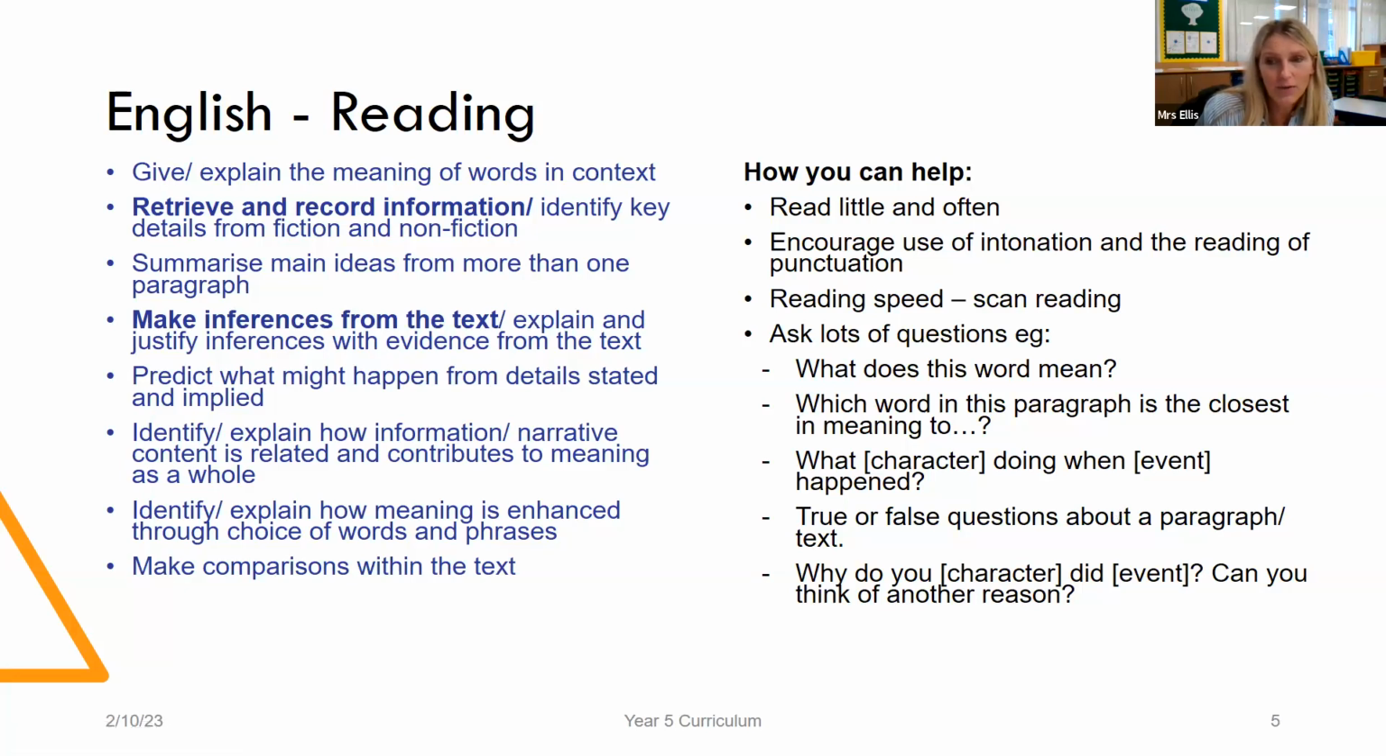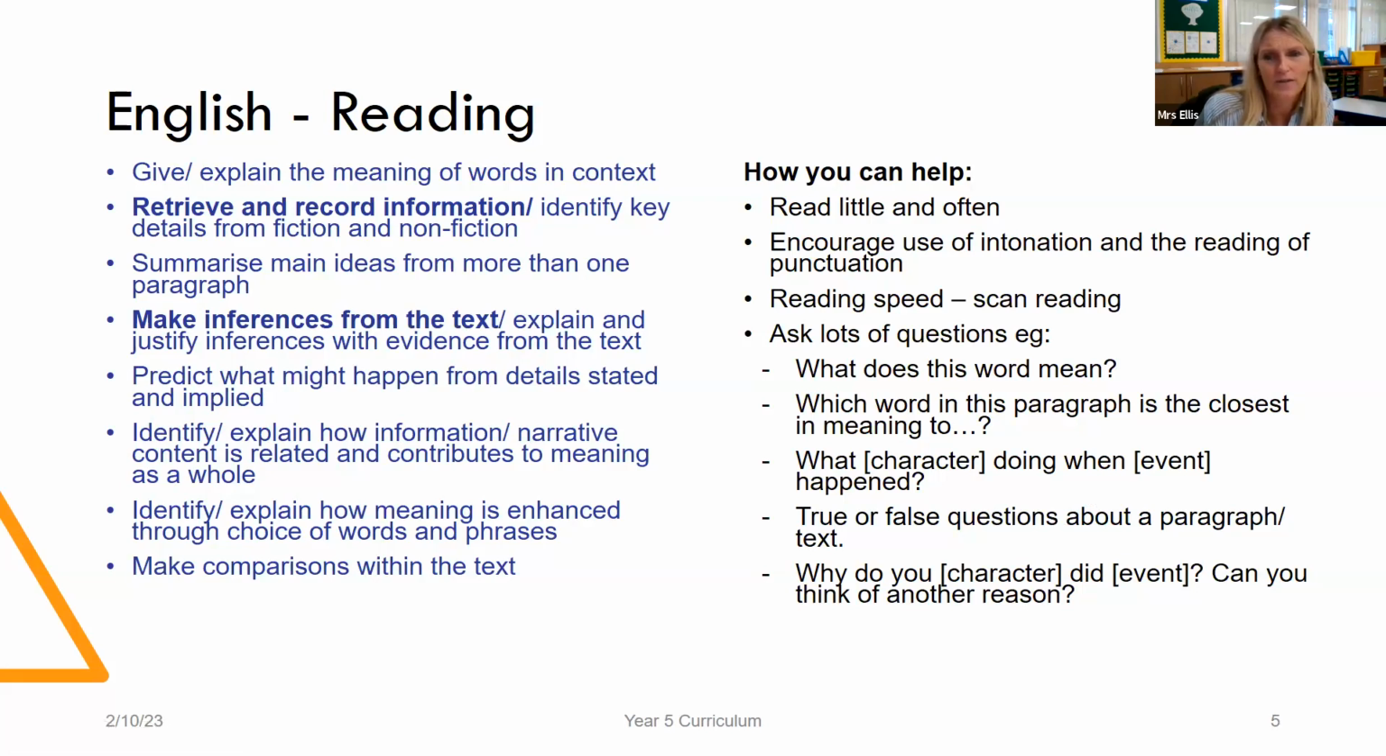Discussing what characters are doing, finding synonyms. So which word in the paragraph is close to meaning that word? Can you find another word like it? We did that one today in one of our Vipers. It was the word conquering. We were asked to find a word that means achieving something, so they had to find conquering. It's things like that where you can really pick apart the text.